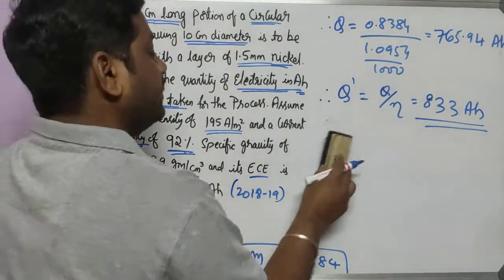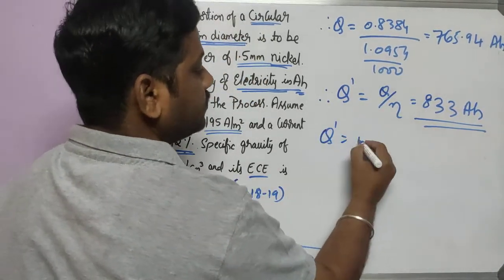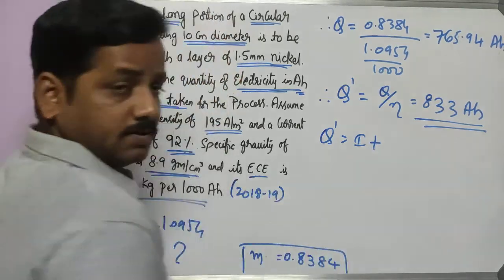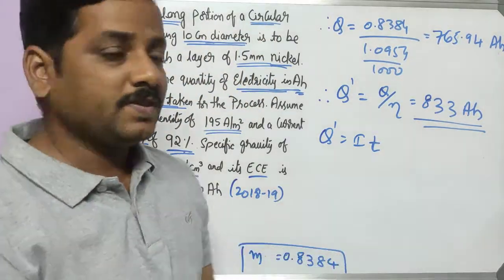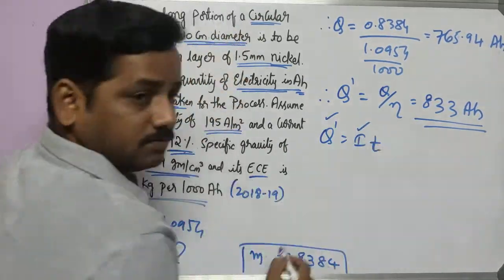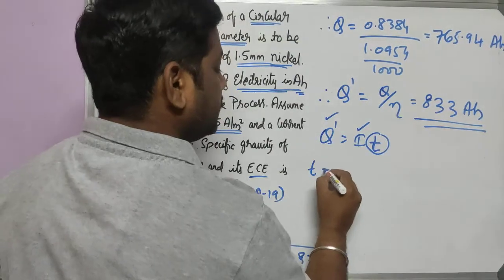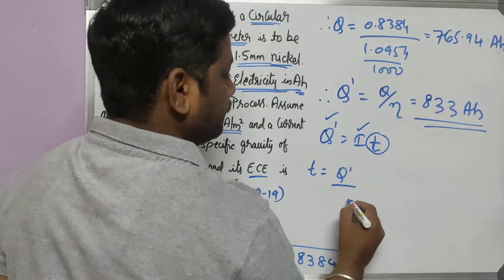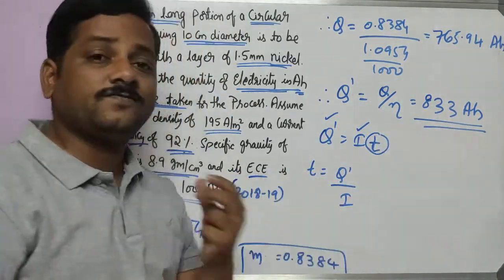To find this time, we know that Q dash, whatever I got here, Q is nothing but I into T, because it's nothing but ampere hour. So I into T. Here we know Q dash. If you get this I value, then I can find this T value. So T can be given as Q dash by I. Already Q dash is calculated, just identify I.